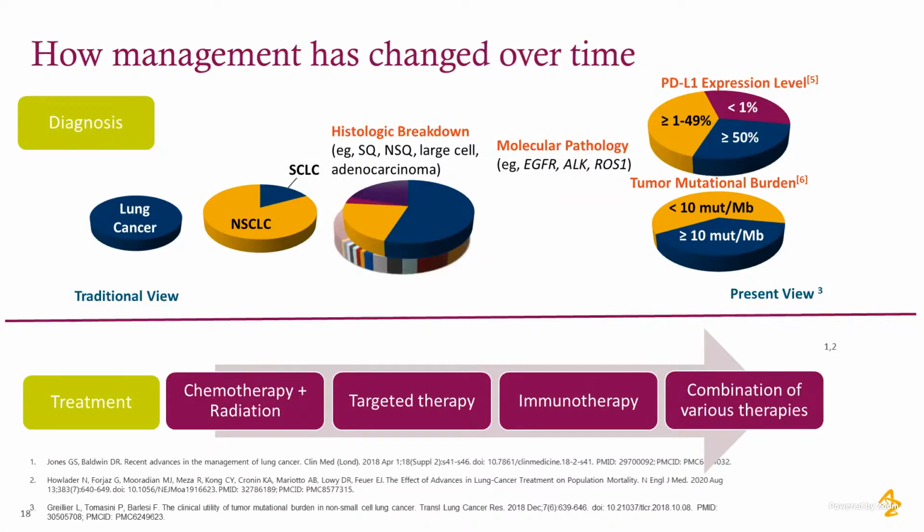This is how management has changed over time in lung cancer. First, we used to treat it with chemotherapy plus radiation. Then, when histological breakdown came, non-small cell carcinoma, small cell carcinoma, squamous cell carcinoma, large cell, and adenocarcinoma, targeted therapy came into play. And then came molecular pathology, EGFR, ALK, ROS1, and immunotherapy came into play. But at present, we treat carcinoma lung with a combination of various therapies.